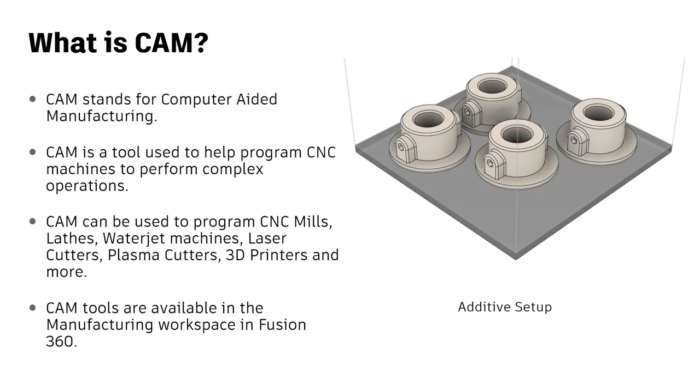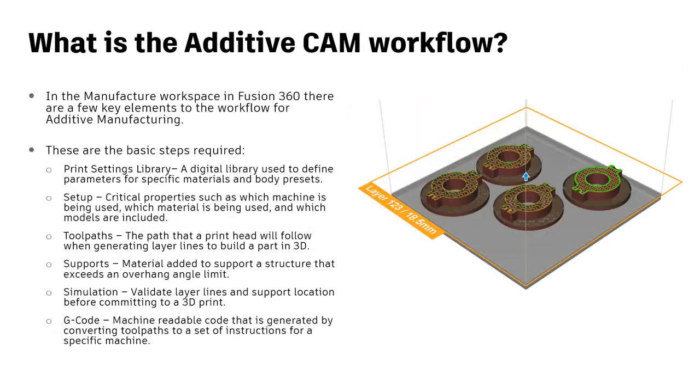First, we need to start with what is CAM. CAM stands for Computer-Aided Manufacturing, and it's a tool used to help program CNC machines to perform complex operations. CAM can be used to program CNC mills and lathes, water jet machines, laser and plasma cutters, 3D printers, and more. CAM tools are available in the manufacturing workspace in Fusion 360.